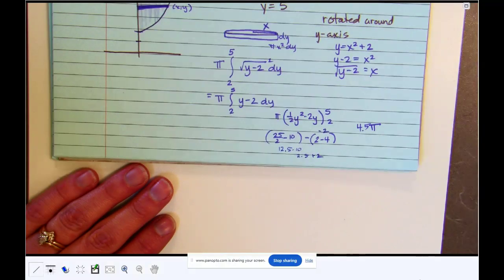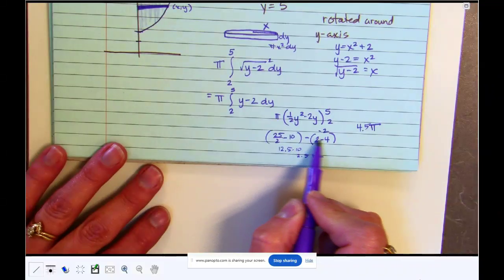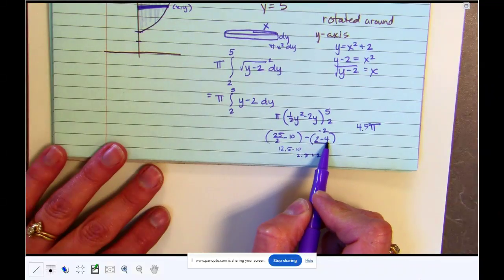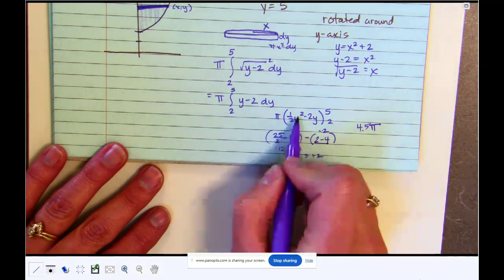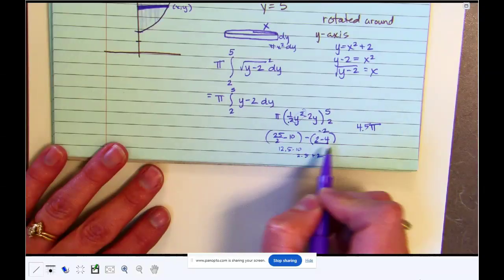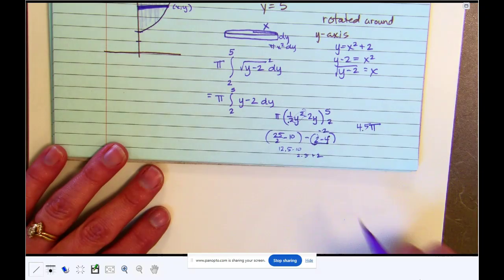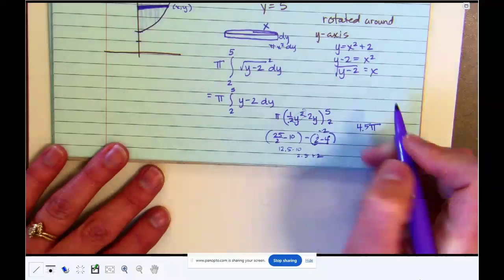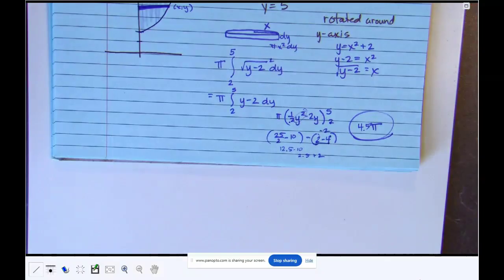So it's 12.5. 12.5 minus 10, so 2.5. And then this is negative 2, minus negative 2, because 2 squared is 4, half of that is 2, minus 4. That's negative 2. You have to minus those. So minus negative 2. Okay, so 4.5 pi. Do you have any questions?